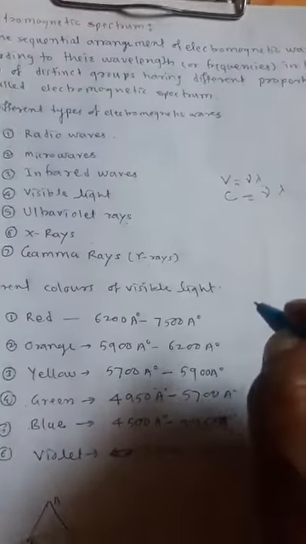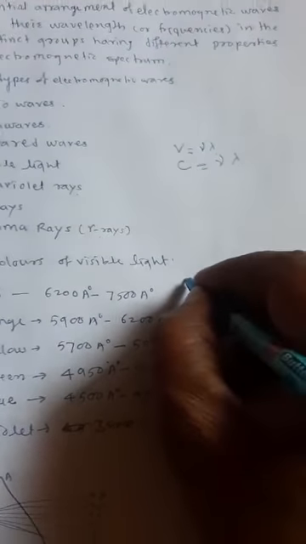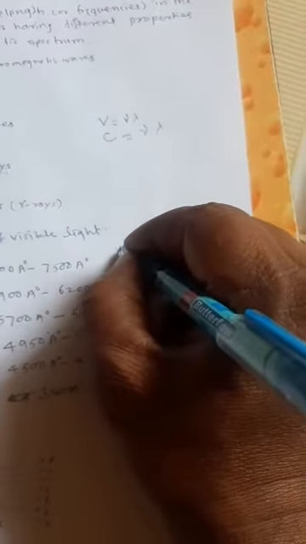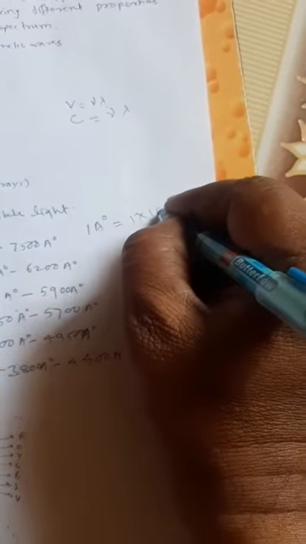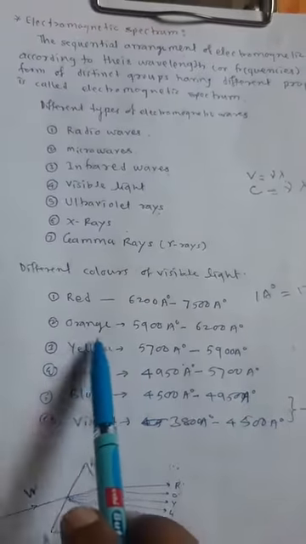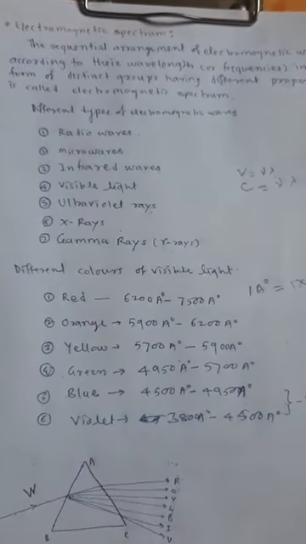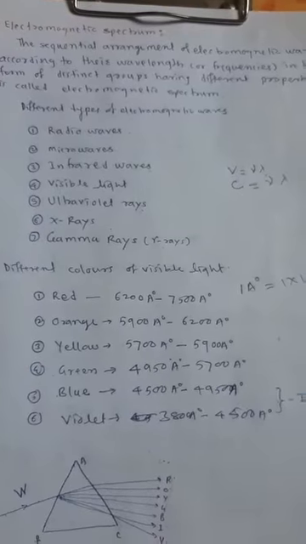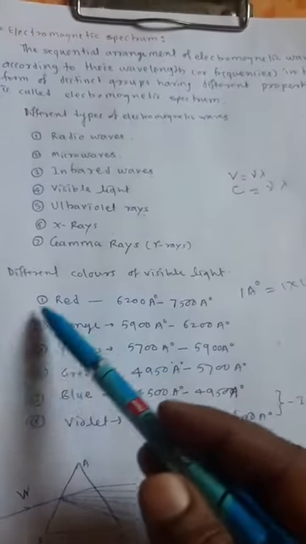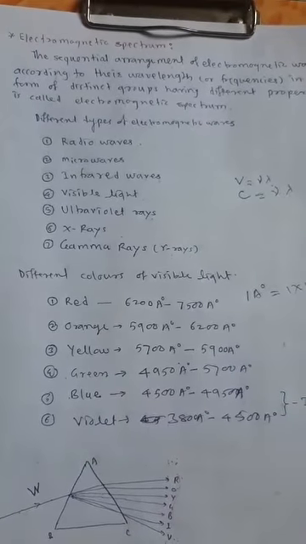The angstrom unit is the unit of wavelength, and we know that 1 angstrom unit is equal to 1 into 10 to the power minus 10 meter. Similarly, the wavelengths of orange color, yellow color, green color, blue color and violet color are given. This visible part is a very small part of the electromagnetic spectrum.